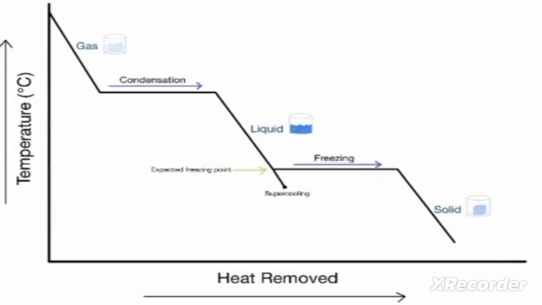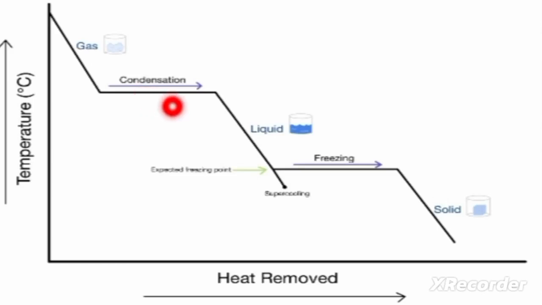Before we answer that question, we are going to look at this cooling curve. We can see that the first slope represents gas. Then the second slope represents liquid. Then the third slope represents solid. Then the horizontal lines represent processes. So the first process is condensation. Then the second is freezing.